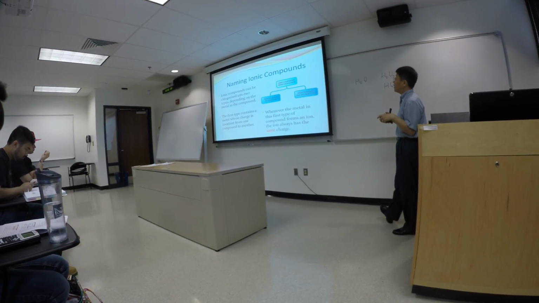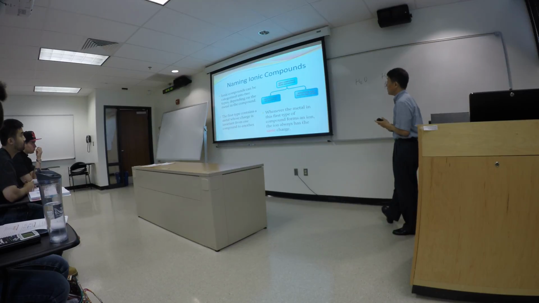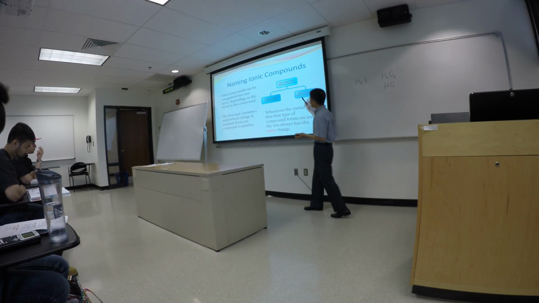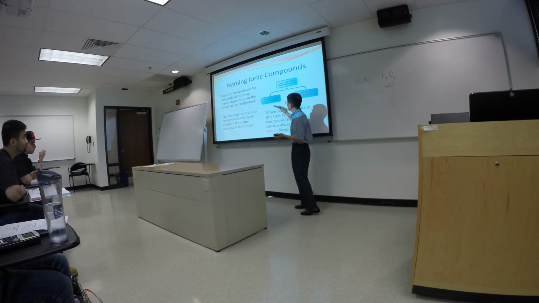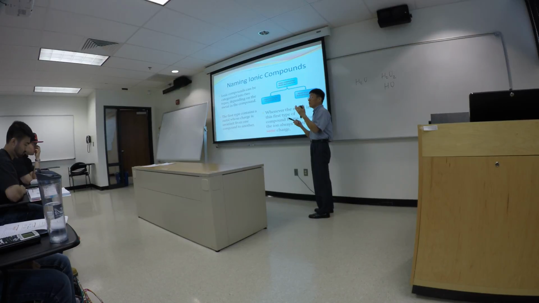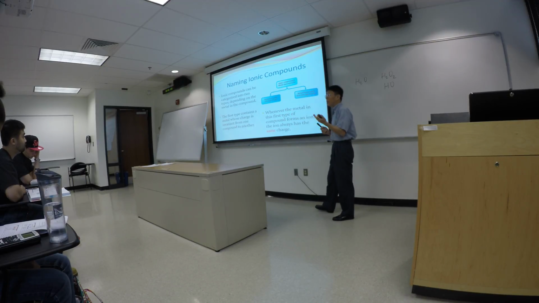Now, how do we name ionic compounds? Ionic compounds itself is a fairly large category. We can have metals that form only one type of ion. That mainly is the main group metal elements. They can only bear one type of charge. Sodium will not bear 2 positive charges. Sodium is group 1A. They can only bear 1 positive charge.